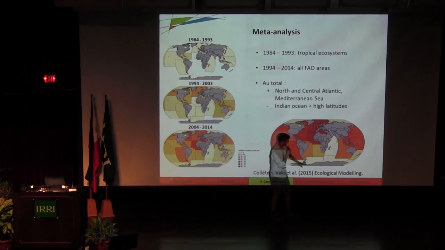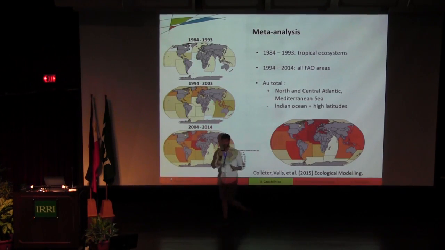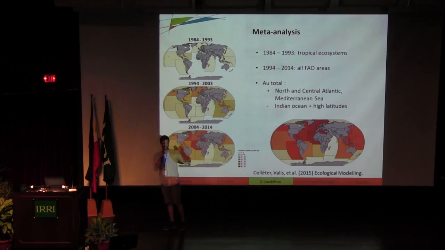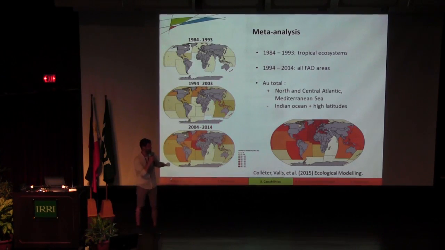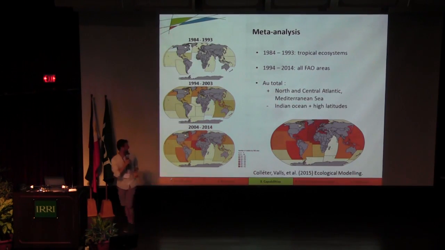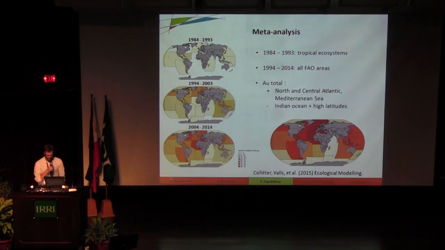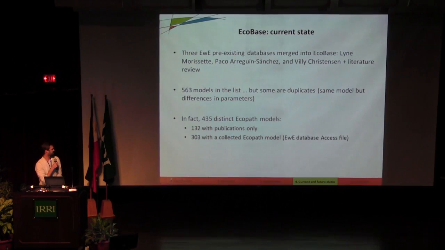That is high latitudes, the Indian Ocean. There are some LMEs without any EcoBase model, so there is still some terra incognita. For example, if you want to develop a model in the Somali Current or the Bengal Sea, you will be the first one to develop an EcoBase model there, which is quite exciting. Those are quite simple results that you can get from large meta-analyses.